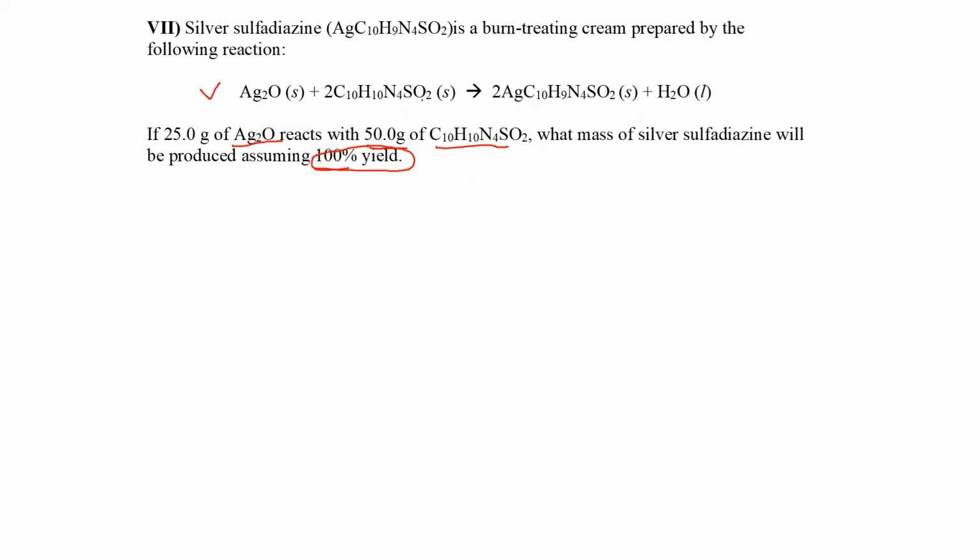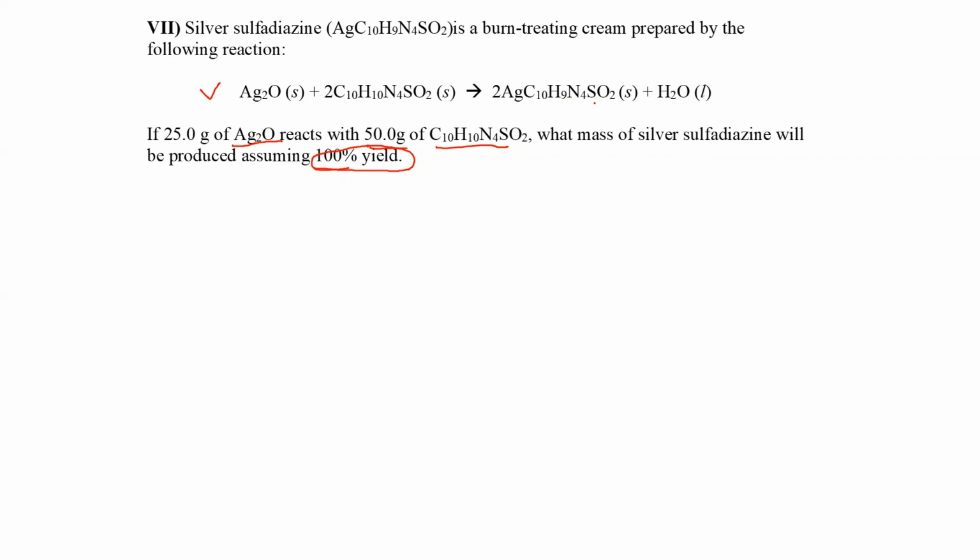We have 4 and 1, which is 5. 2 times 2, 4, and 1, which is 5. We have 20 hydrogen. Here we have 2 times 9, 18, plus 2, 20. 2 sulfur, we have 2 sulfur. So the reaction is perfectly balanced, okay?